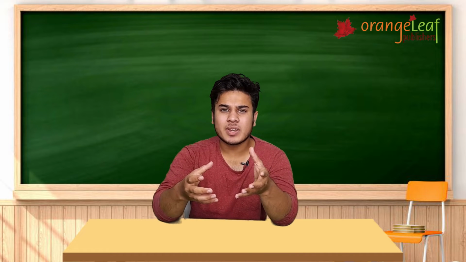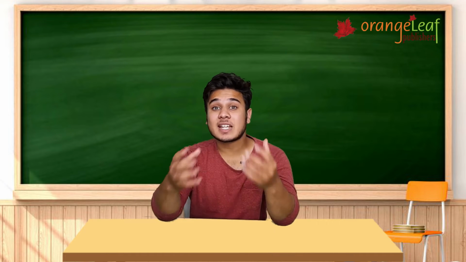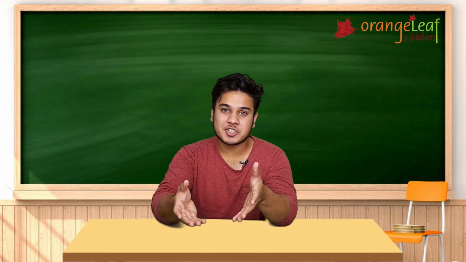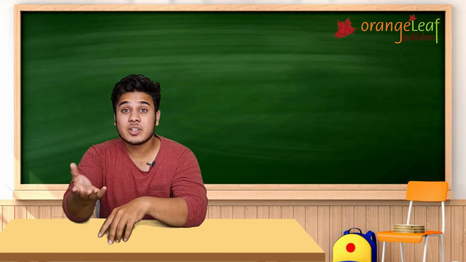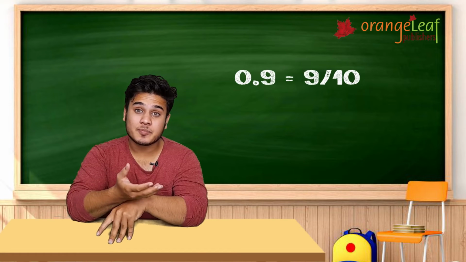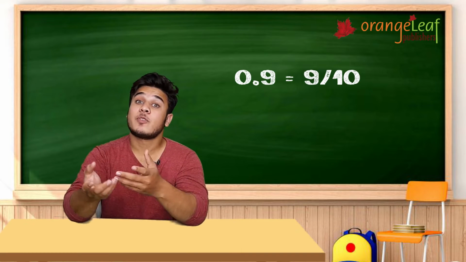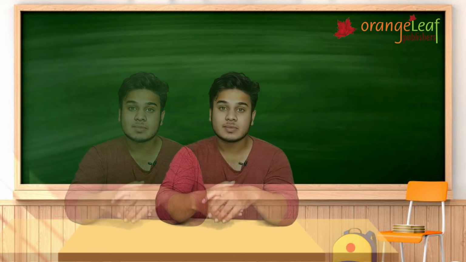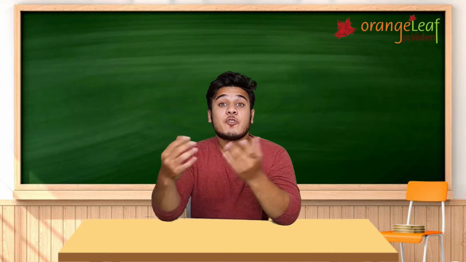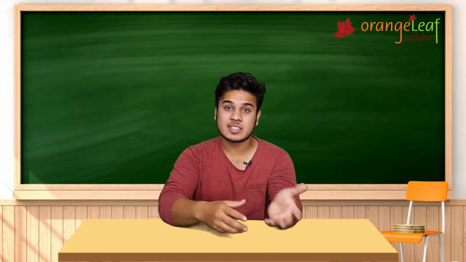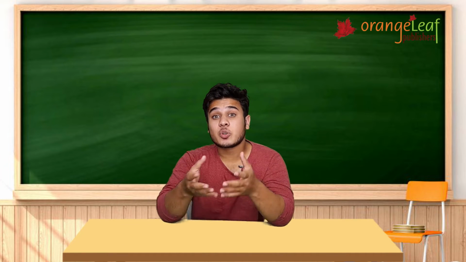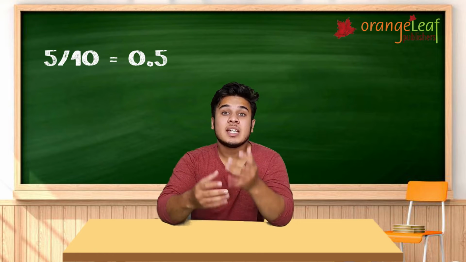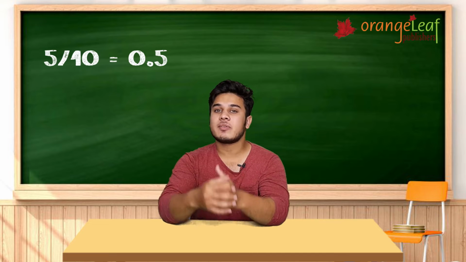Now let's recall what we have learned. So, here are some decimal numbers that you have to convert into fractions. I'll help you with the first question. So, the first question is 0.9. Now, in terms of fractions, that would be 9 by 10. Similarly, we have fractions that you can convert into decimals. Here, the first question says 5 by 10. In decimal form, that would mean 0.5.